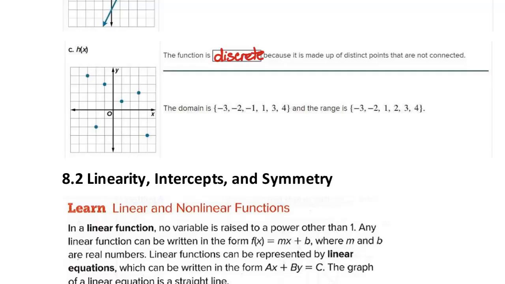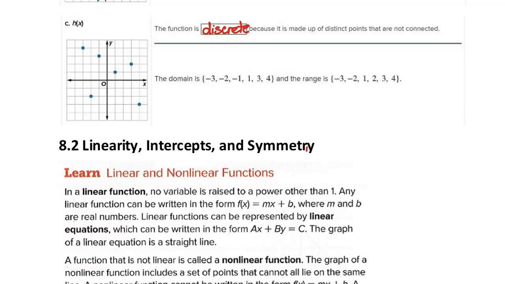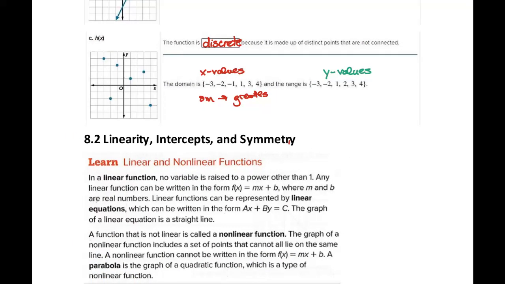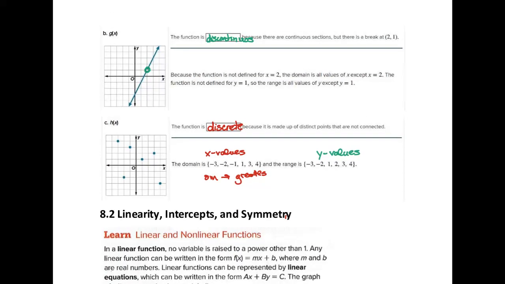Discrete. They are specific little dots. And the domain is the x values, remember. And what else do you notice? They are all in order, from smallest to greatest. And these are my range, which are my y values. Smallest to greatest. Okay? Whew. All right.